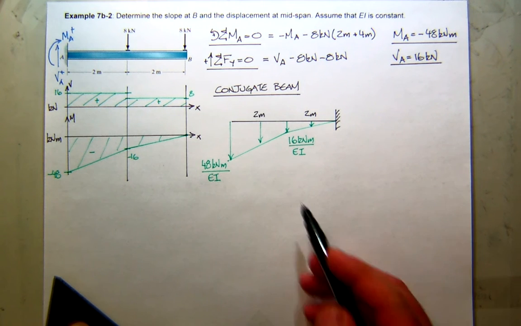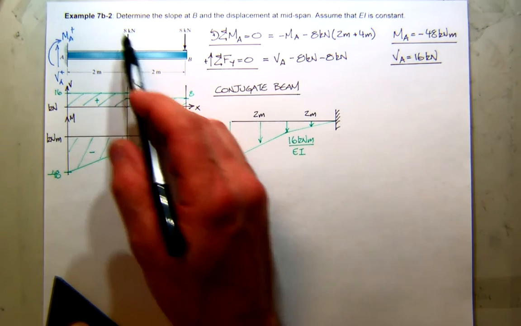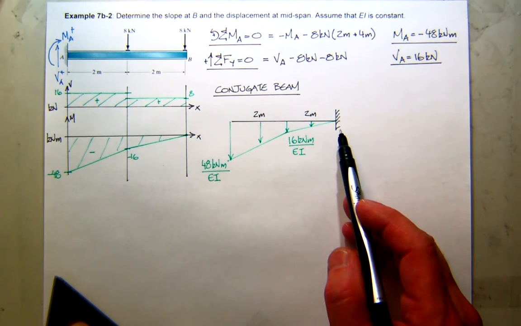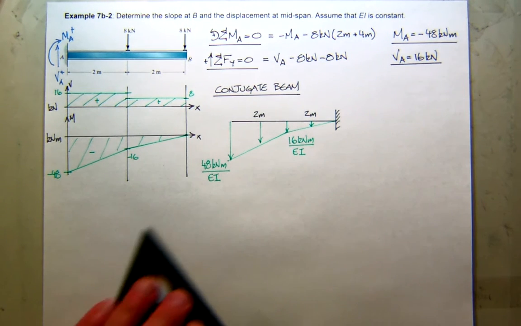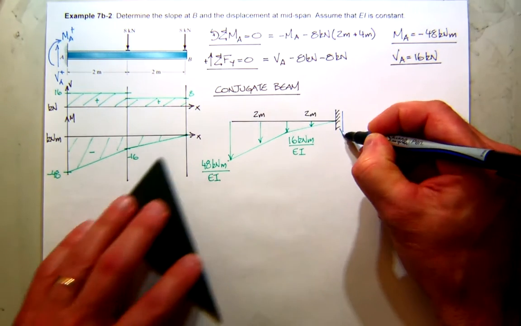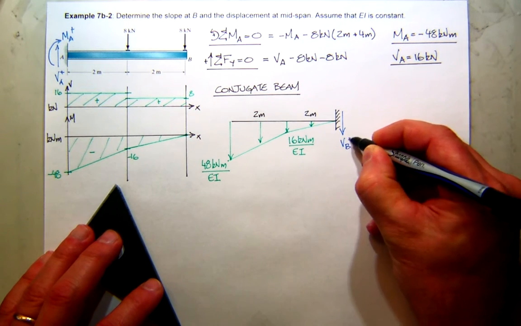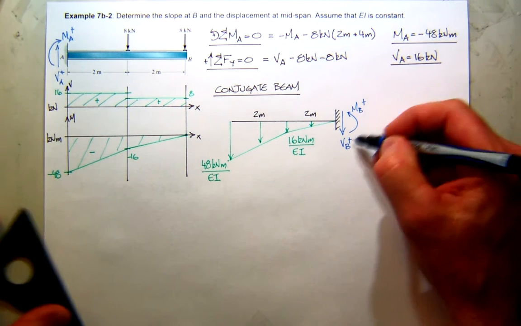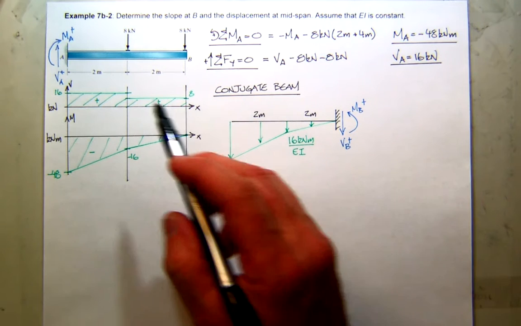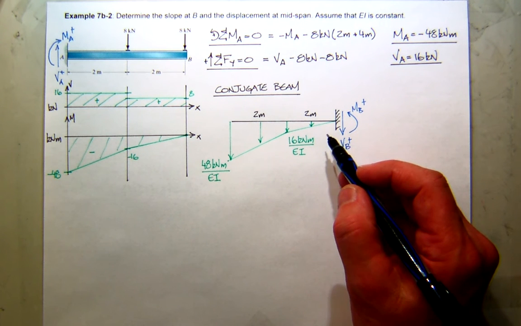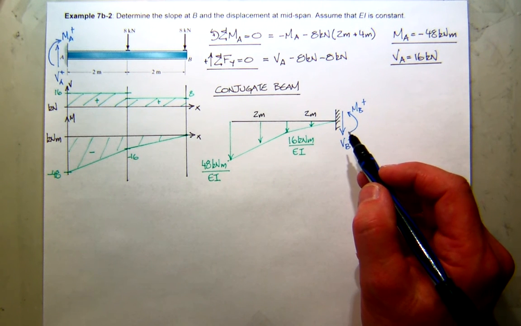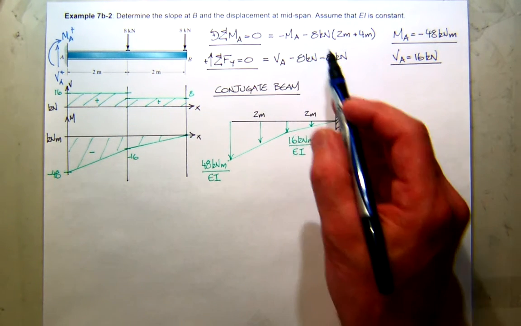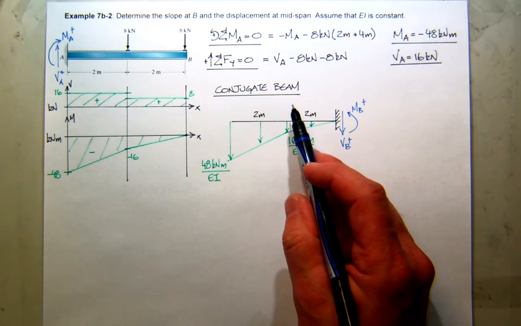So now we just have to find what in the conjugate beam. Well, according to this, we need the slope at B. The slope at B would be what here? It would be the shear. So here's the shear at B. It's also a fixed connection. This would be the moment at B. If we found the moment at B, what would that tell us in the real beam? It would tell us the displacement, right? But we want the displacement at the midpoint. So we're going to have to come back and find the displacement here at the midpoint.